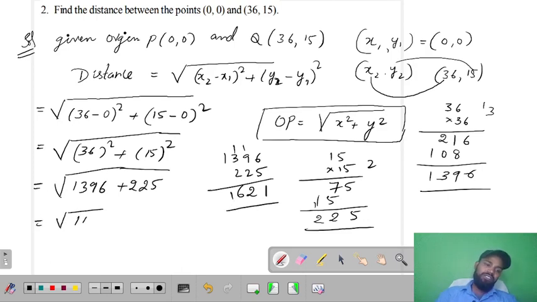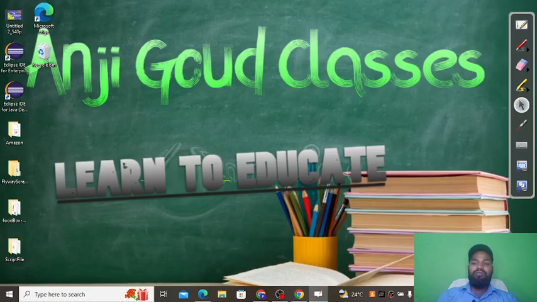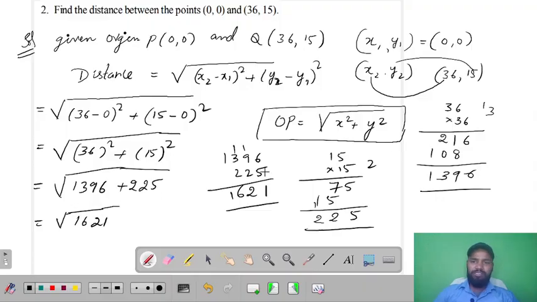Under root 1621. So if you find this one, this is your answer. What is your answer? Your answer is under root 1621. If you want to simplify it, you can simplify. See this, we did something wrong here. What we did here? Here 2 plus 0 is nothing but 2, right? So it is 2, not 3, it is 2. Okay, so it is 2, and here the answer is going to change.